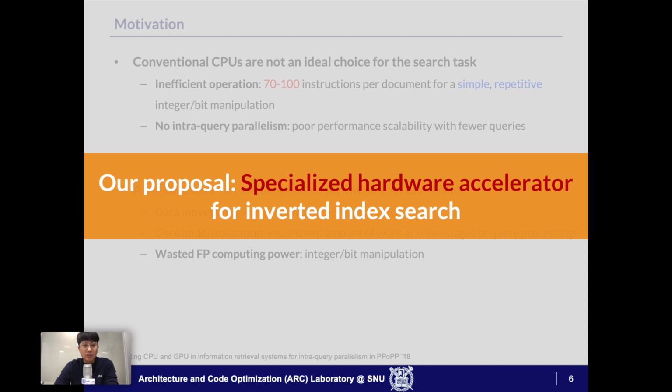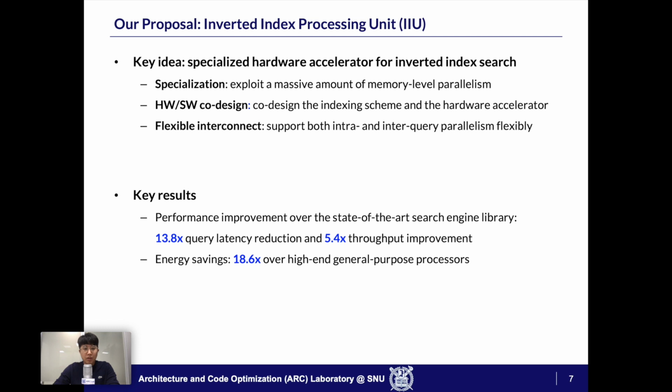To avoid the limitations of both CPU and GPU, we propose a specialized architecture for inverted index search, which greatly improves the performance and the energy efficiency of the search operation. Our work explores three key ideas to design an efficient hardware accelerator for inverted index search. First, we specialize the hardware so that it can overcome the limitations of general-purpose processors and exploit the large amount of memory-level parallelism in a search operation.